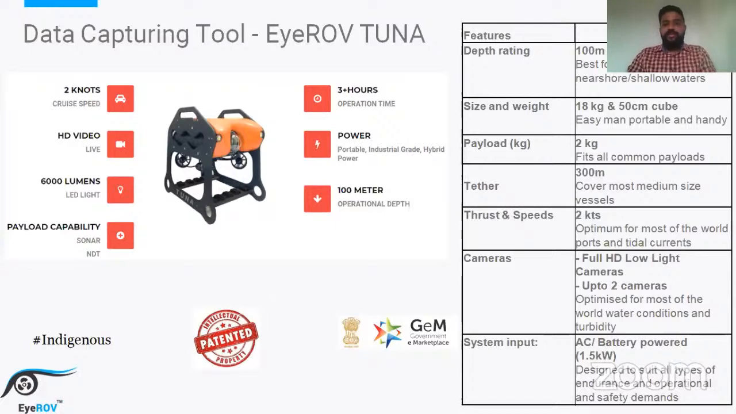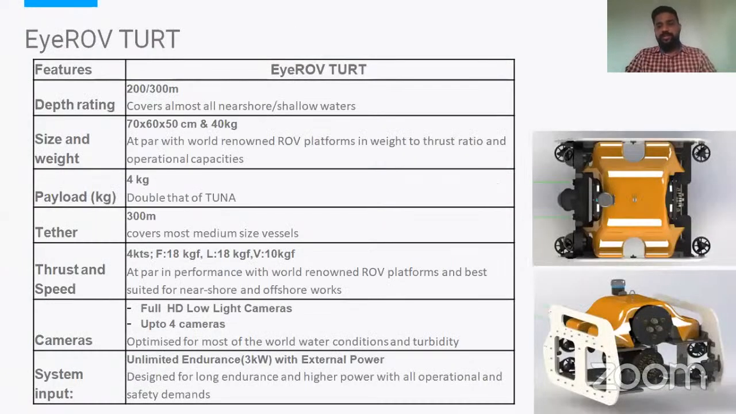And coming to IROV Turt, Turt is 200 meters to 300 meters depth rated, and it can handle heavier payloads up to 4 kg. The size and weight is a bit high compared to Tuna, since the power endurance is more and the thrusters configuration is more. Tuna can withstand water currents of more than four knots. So these are basically the two models which we are producing.